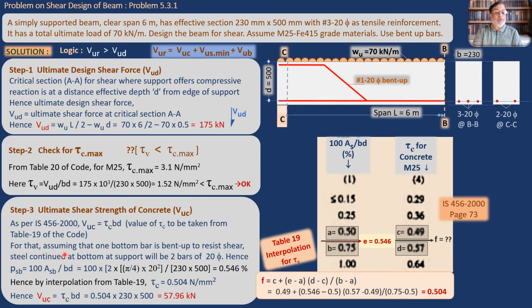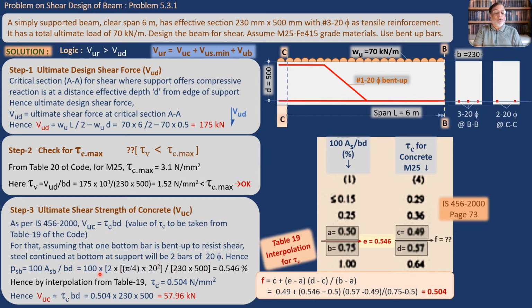So assuming that 1 bottom bar is bent up to resist shear, steel continued at the bottom at the support will be 2 bars of 25. So here we have stated it clearly. Hence PSB, percentage of steel at bottom, will be 100 into ASB upon BD. Just carefully observe this calculation. This is 100 into ASB. Here we have taken 2, meaning 2 bars continued at the support and not 3. So 2 into pi by 4 into 20 square, where 20 is the diameter of the bar. We have taken the area of 2 bars at the support upon BD. BD is 230 and 500.